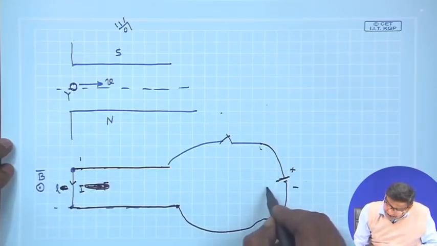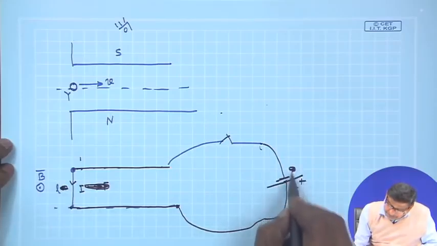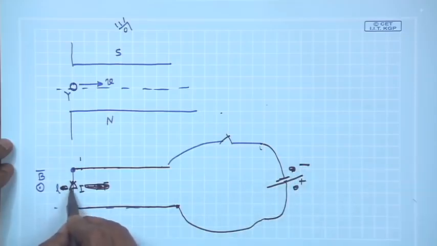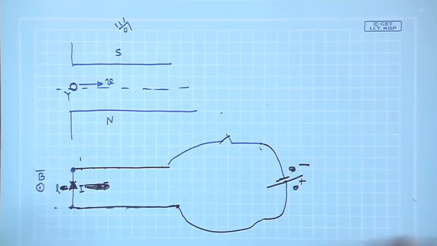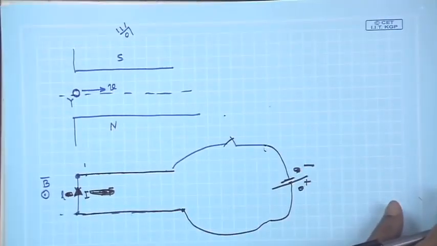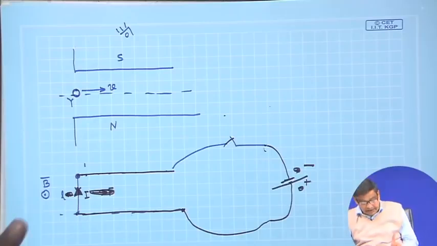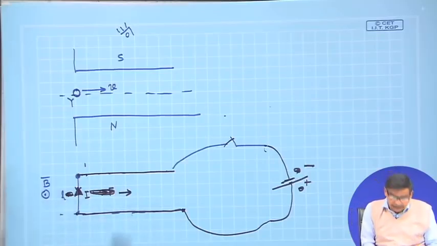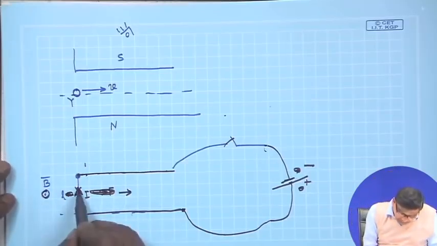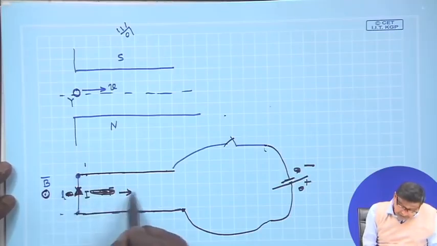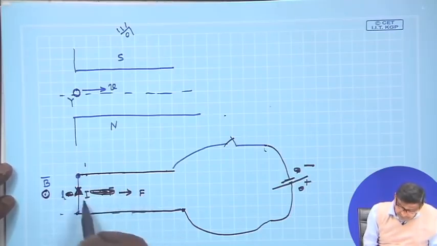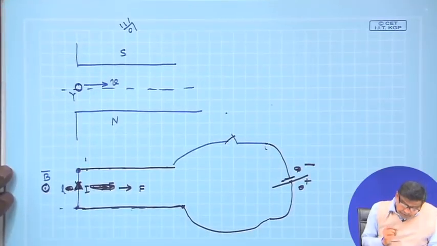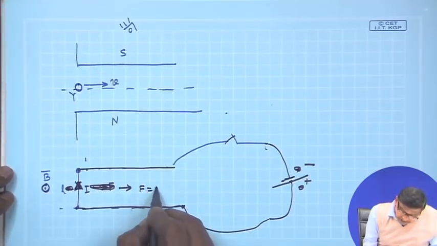So, what I will make it? I will make the polarity like this, plus minus. This is I. Then this is B, this is I, and then the force will be acting like this. Is that clear? So, B is coming out of the paper, I is going like this and it will move in this direction. What is the magnitude of the force? Magnitude of the force is BIL.